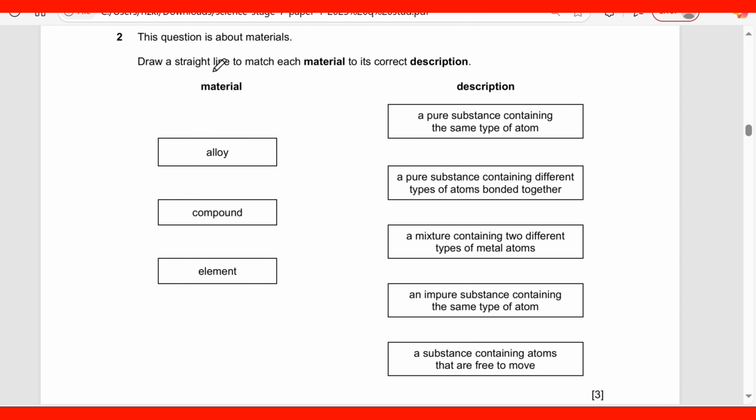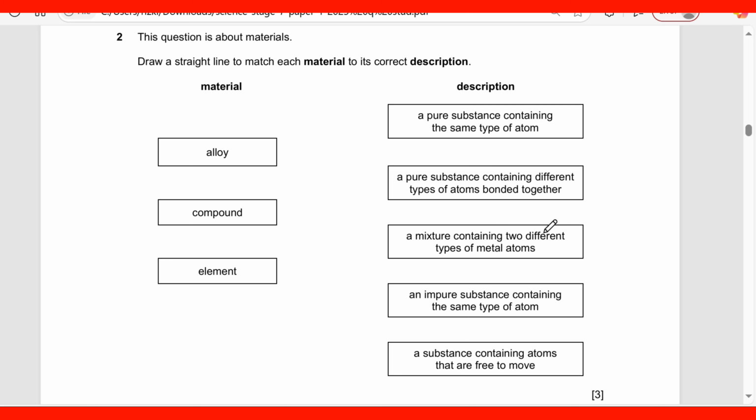Let's check out number 2. This question is about materials. Draw a straight line to match each material to its correct description. Material: alloy, compound, element. Description: a pure substance containing the same type of atom. Next, a pure substance containing different types of atoms bonded together.